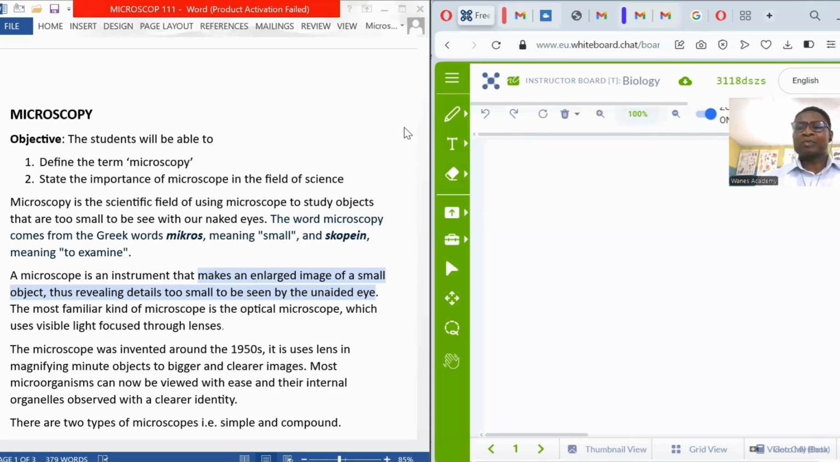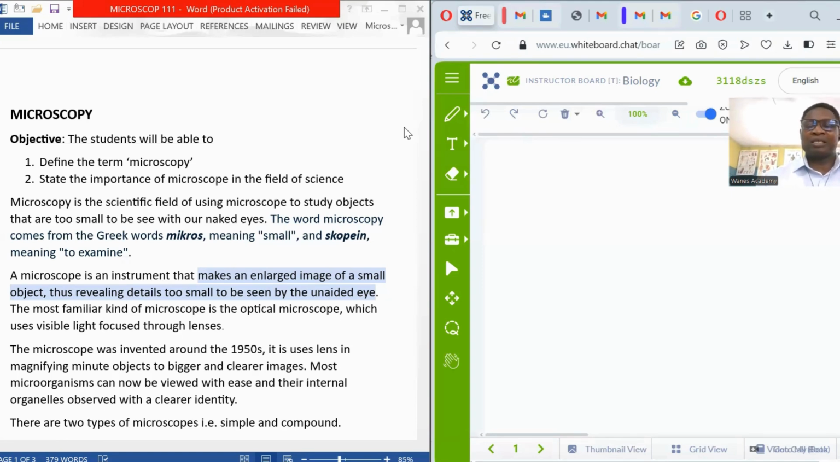To study the Plasmodium, the microscope is very, very important. The microscope will enlarge the Plasmodium for us to see its internal structure, see the characteristic features of the Plasmodium, and see the harm it can cause to humans. So that is why the field of microscopy is very, very important.